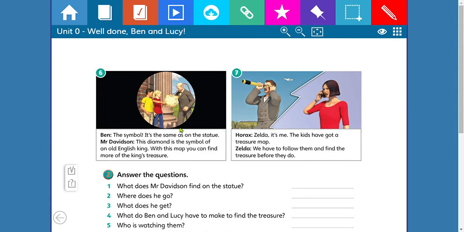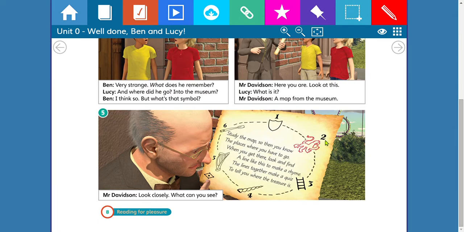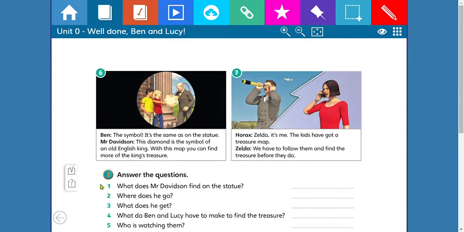They found what? A sample on the map. Look here. Look here in the map, we have a sample, the same sample that we have on the statue. So, what is this sample? For whom this sample? Mr. Davidson said for them that this sample is of an old English king. So, this sample is like the diamond, okay? So, it's for an old English king.